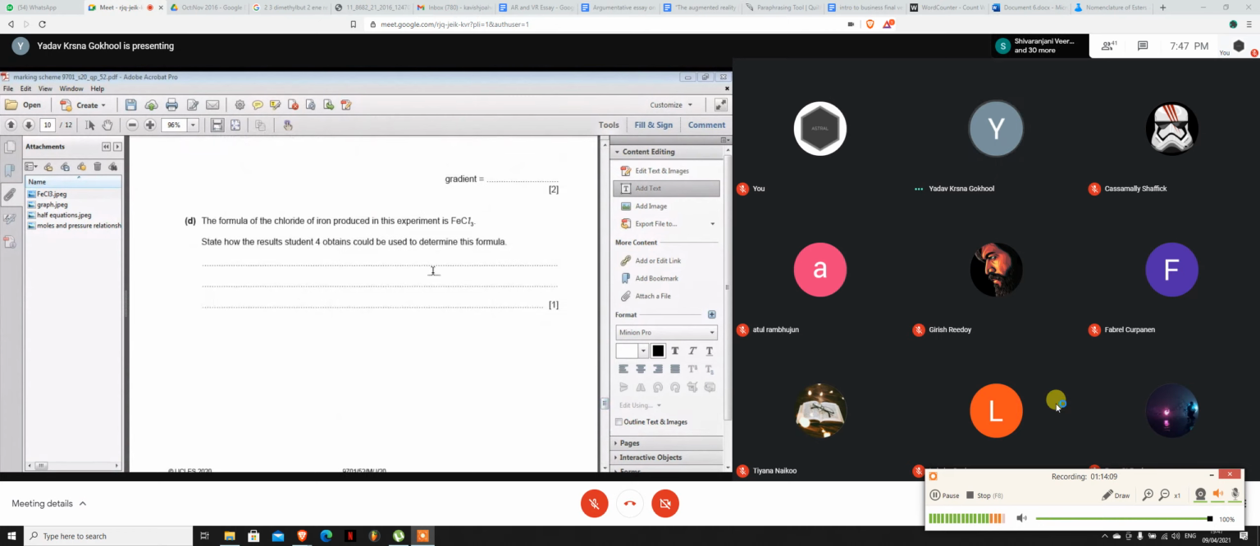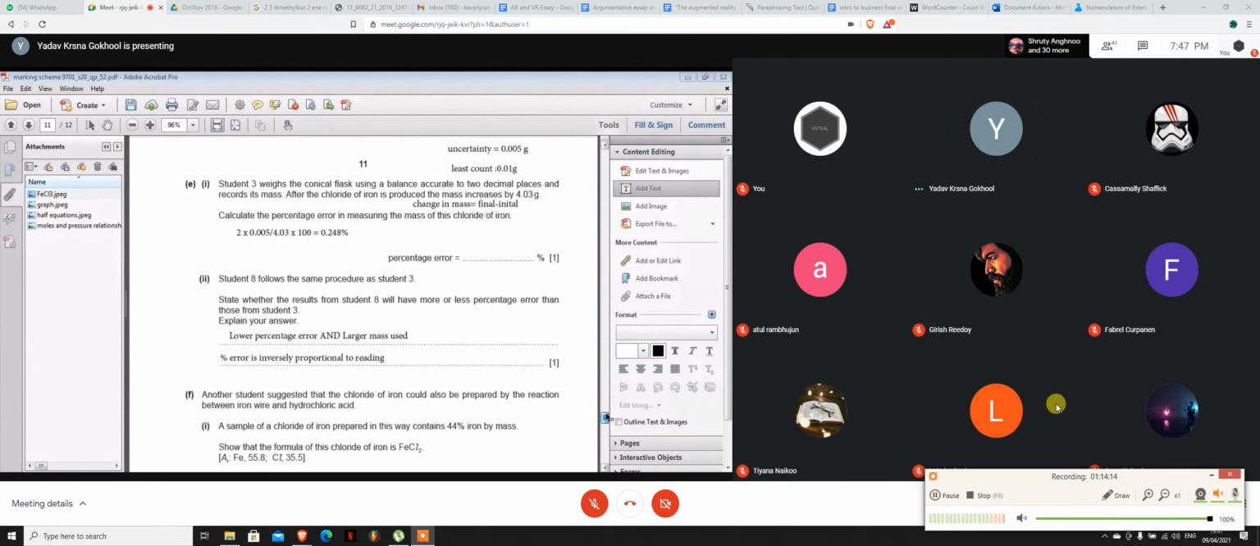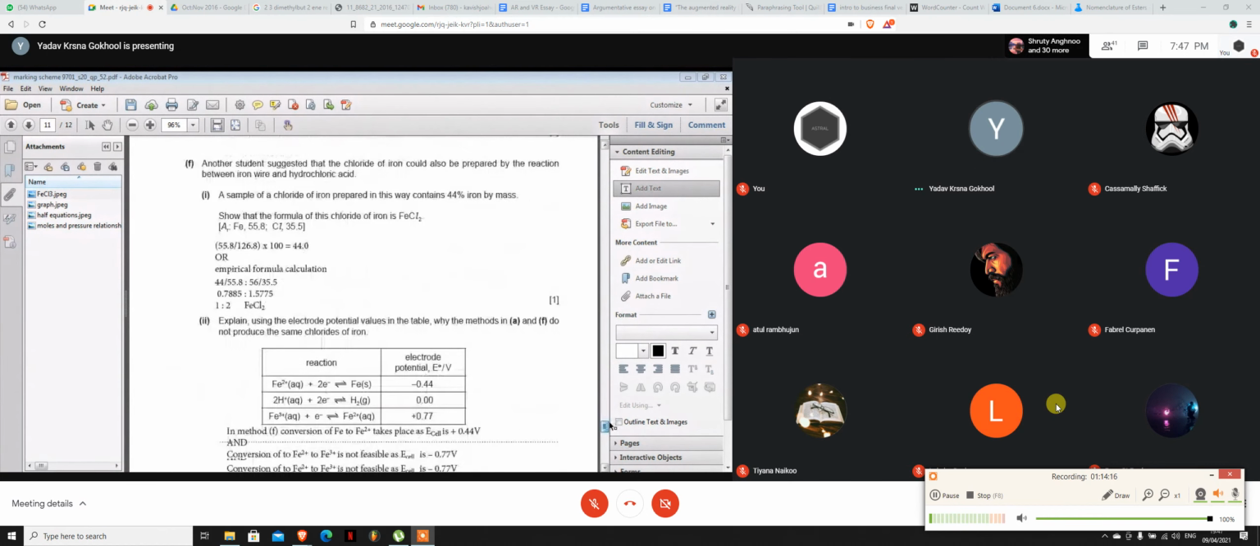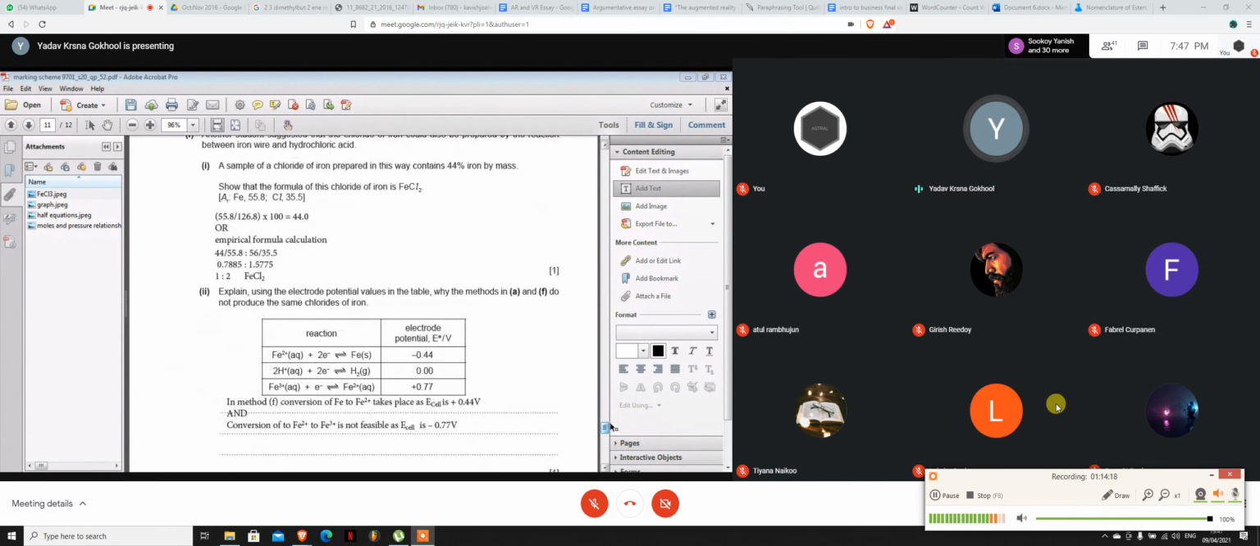So part D and part F, first part are the same. Explain using the electrode potential values why the method in A and F do not produce the same chlorides. So if you do the conversion, you are having Fe, you're converting it to Fe2 plus. So if you reverse this equation, you will get plus 0.44, which is energetically feasible.